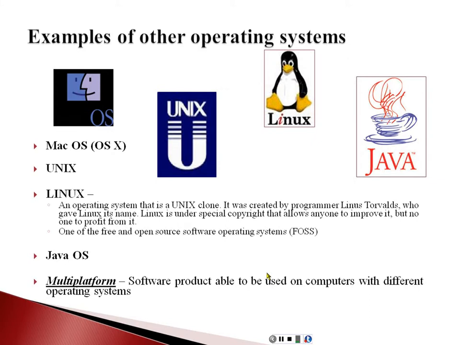Look at this term multi-platform. Multi-platform software is a software product that can be used on computers using different operating systems. And so if something is deemed to be multi-platform, then that's what is meant, that it can be used on a computer using a different operating system.